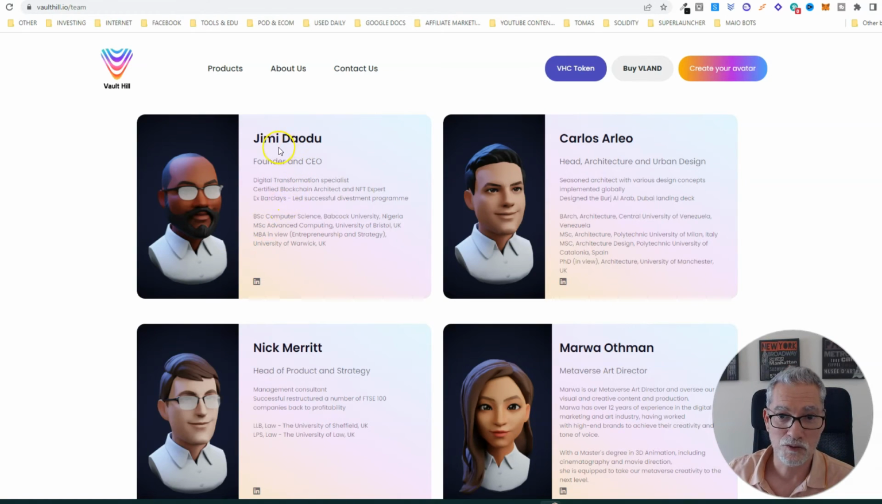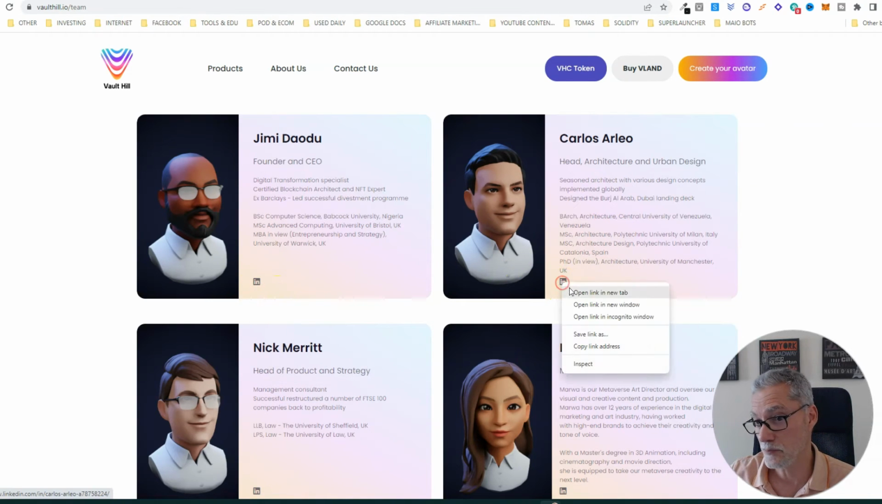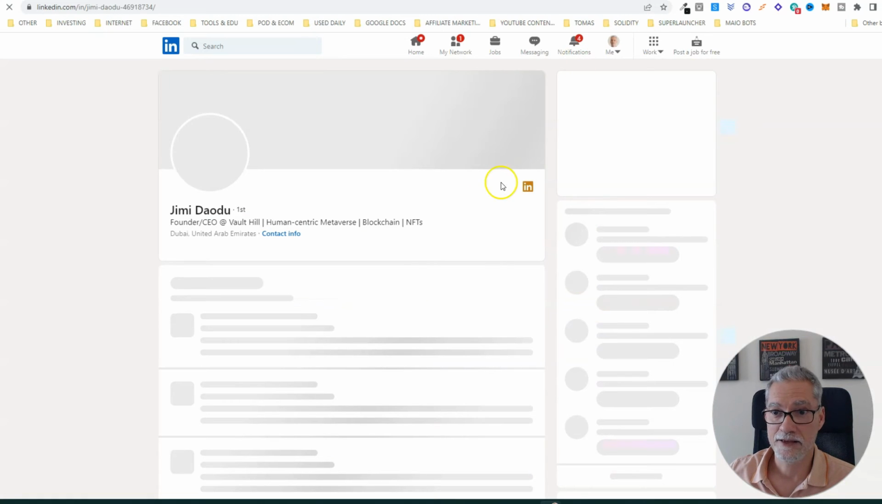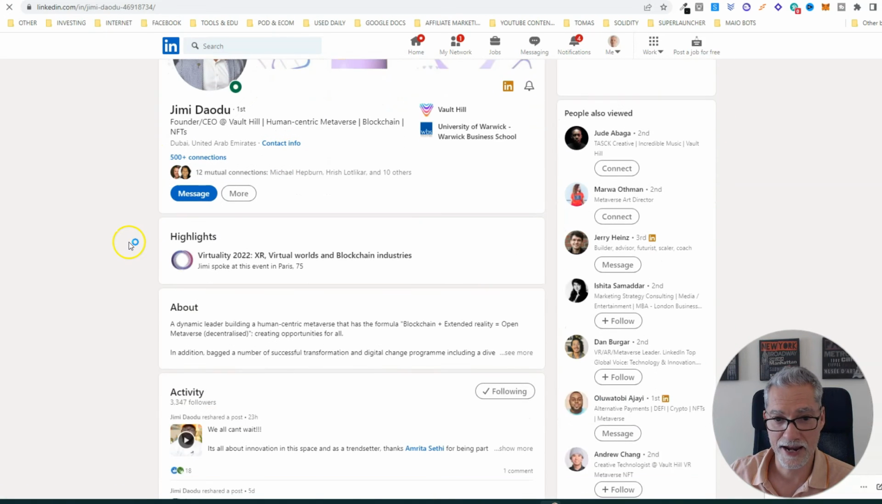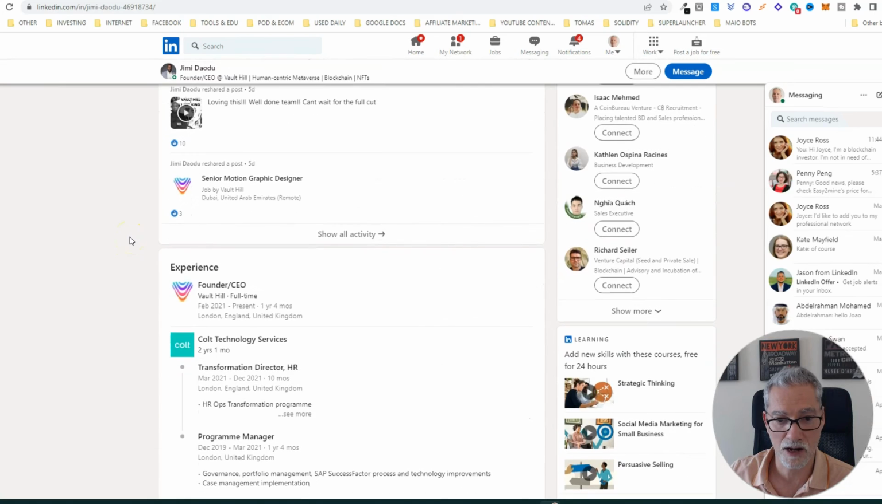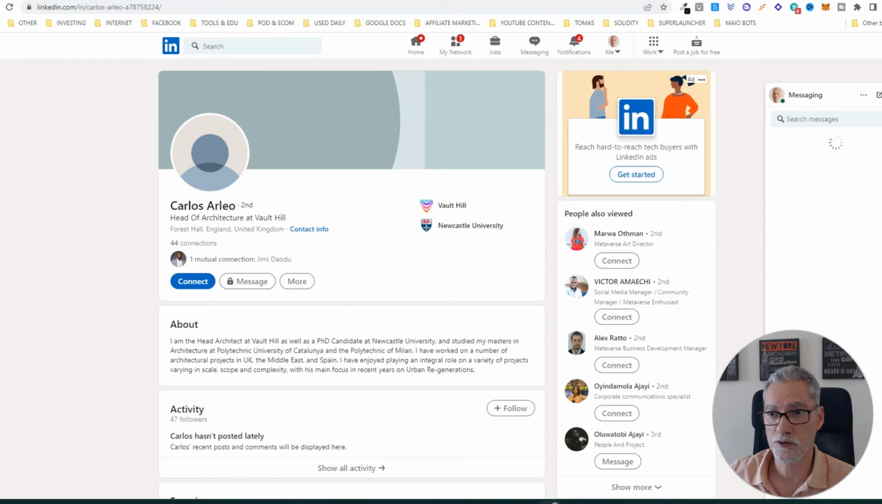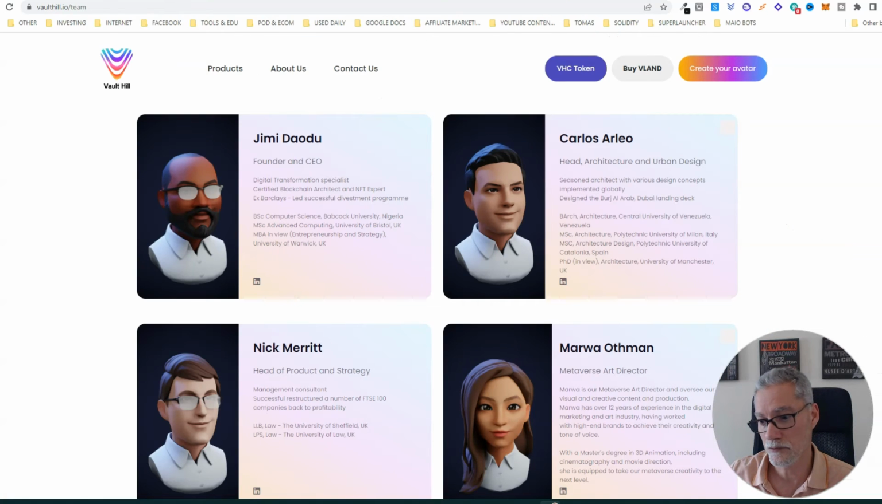So what you need to see is a link to LinkedIn. I really think this is important. So just take your time and check the team's LinkedIn profiles, okay? And just check their experiences, their background, and that will give you a better overview if the team is capable or not to implement the project.